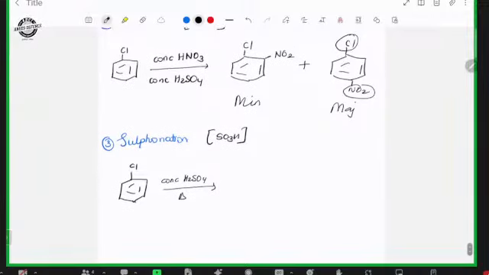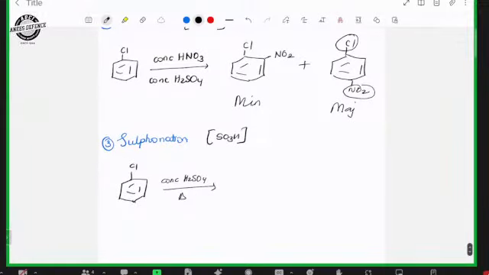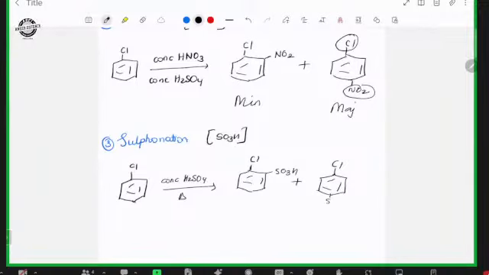In nitration, you are going to carry it out in freezing temperature, at around 0 to 5 degrees Celsius. But for sulfonation, you have to heat it. So again, you are going to draw chlorobenzene again. So you put one SO3H group at ortho and the other SO3H group at para.